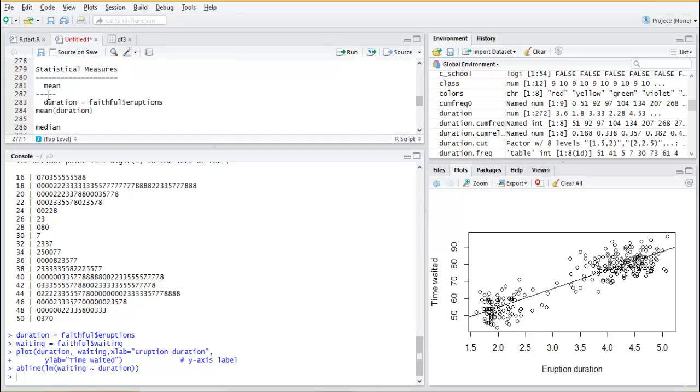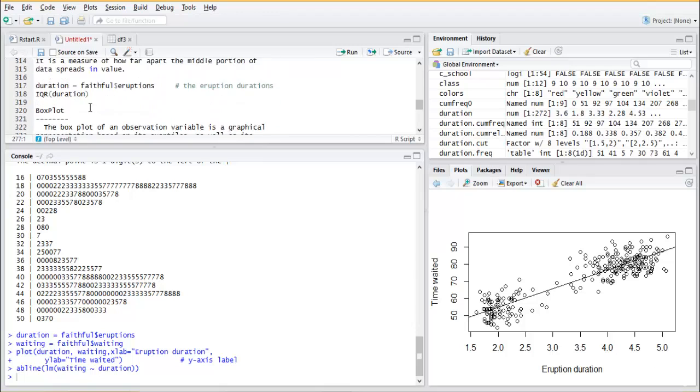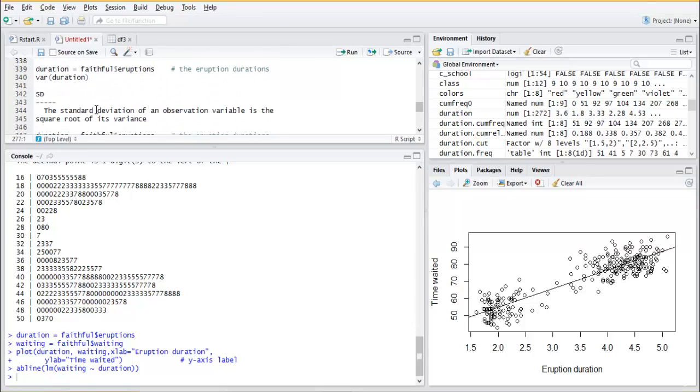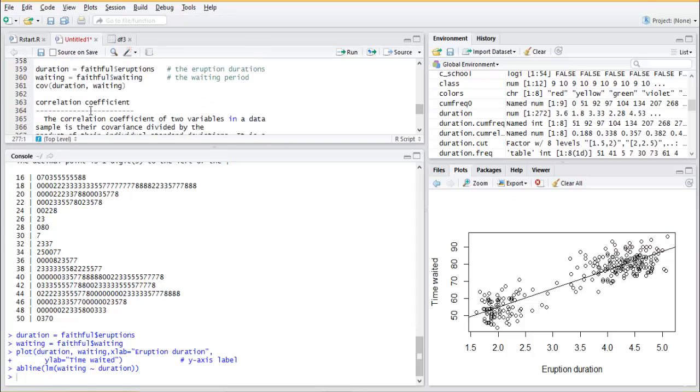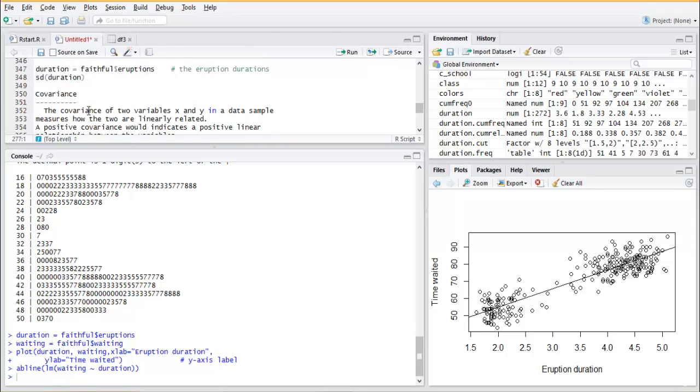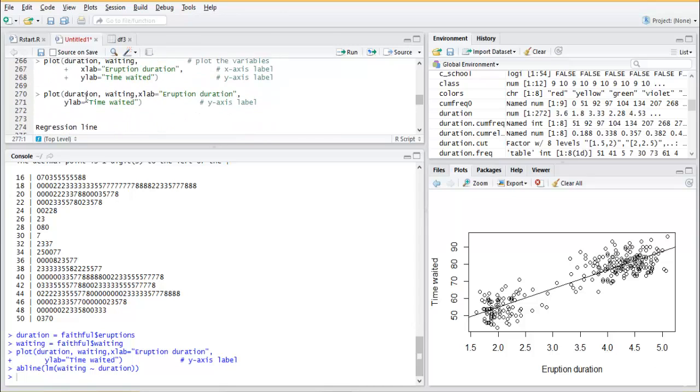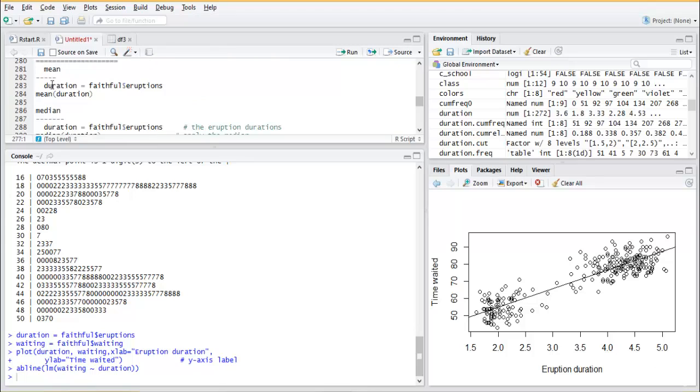Okay, so next are quick functions for the statistical measures: mean, median, mode, kurtosis, quantile, whatever we have gone through in the lecture, box plots, variance. So we will quickly see their formulas in this session. Okay, let's start with the simpler ones. Mean of duration.